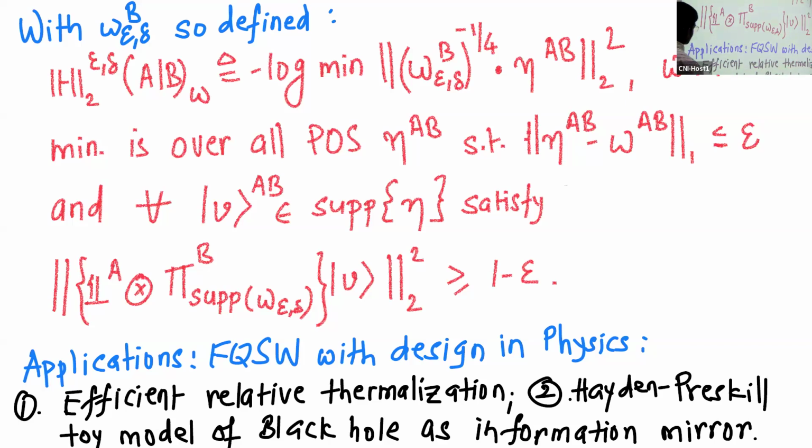And we were able to find applications, essentially in physics, in the phenomenon of relative thermalization. And a fancier example was: does a black hole that evolves according to a design behave like an information mirror? We won't go into that here.